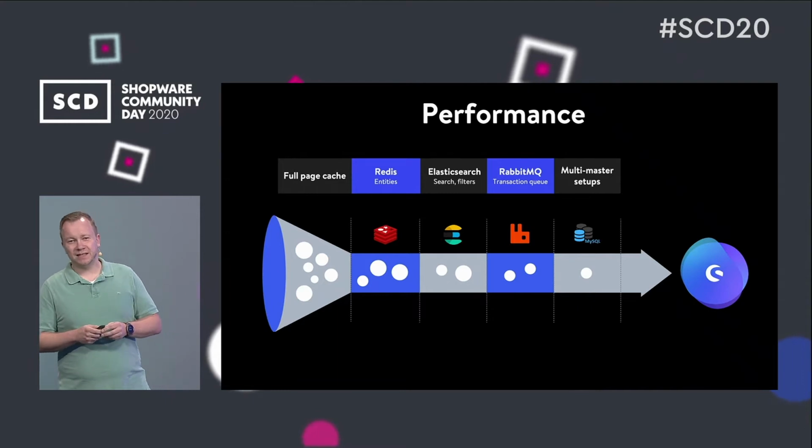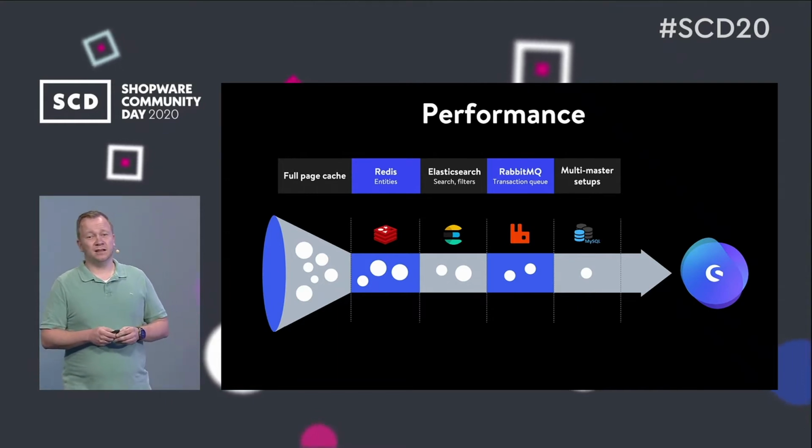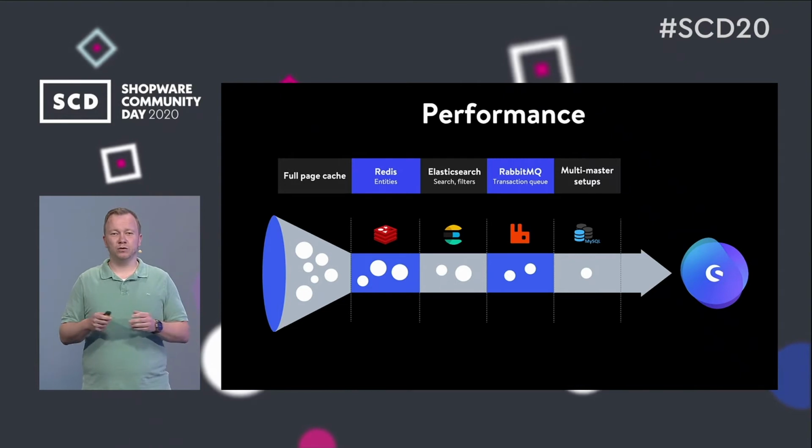You could say Shopware 6 is so fast, it lets Speedy Gonzales look like regular Gonzales. But I was told to not make that joke.